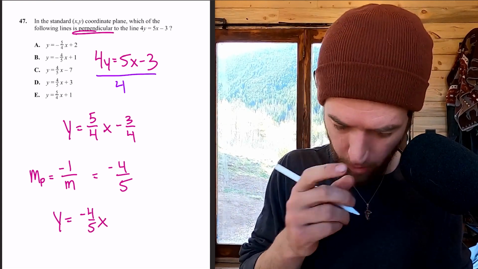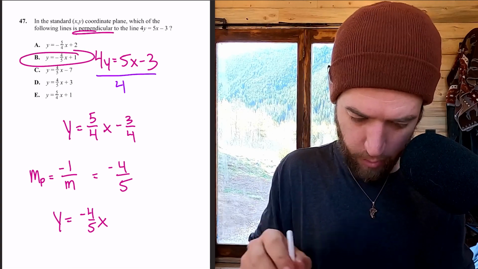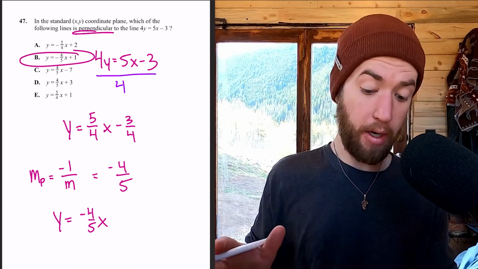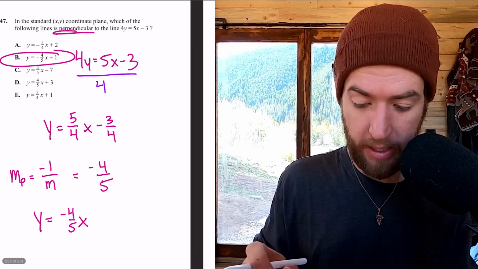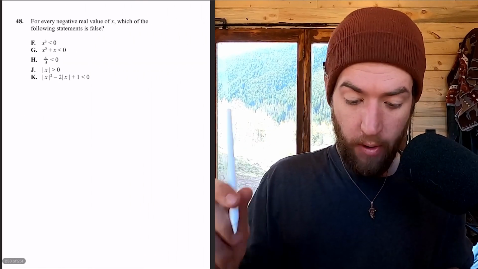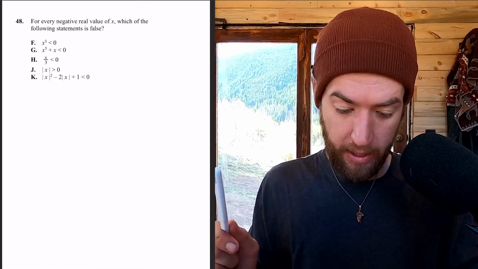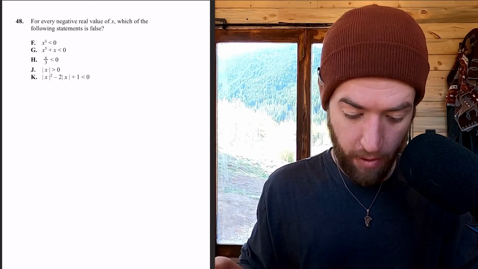And then we don't know the y coordinate, but that's literally just one of them, so it must be 1. I'm going to go with it in the interest of time. On to the next. For every real negative value of x, which of the following statements is false?